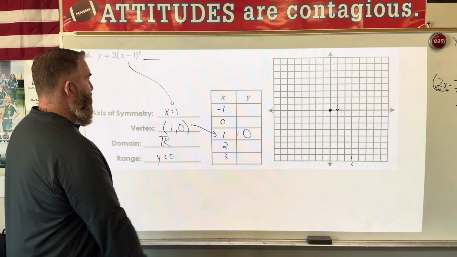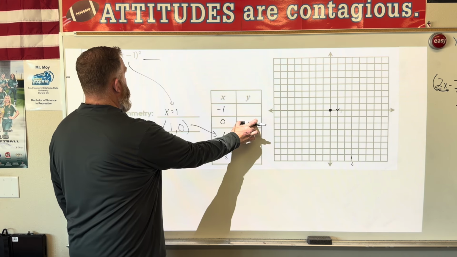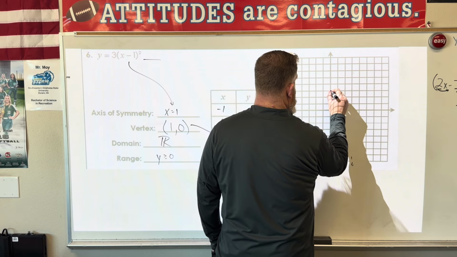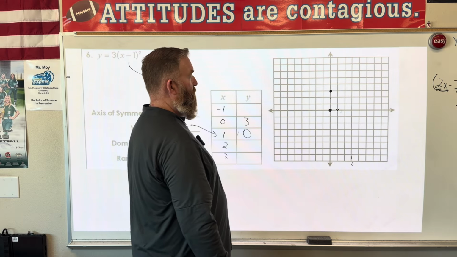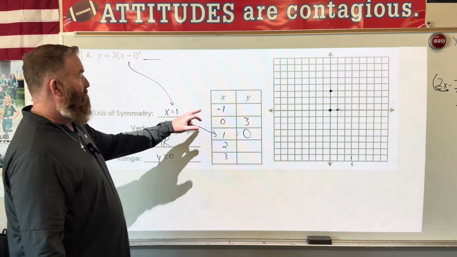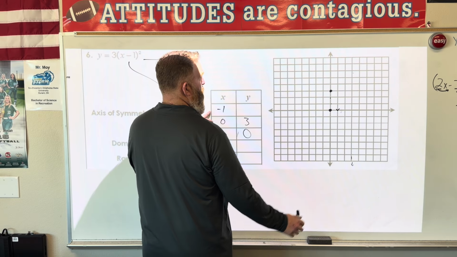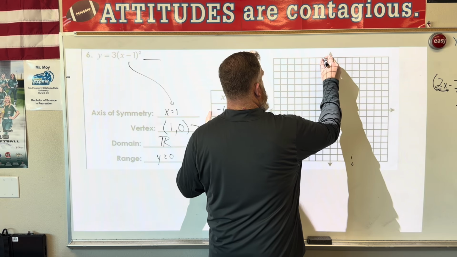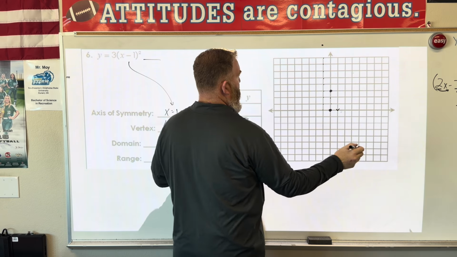What is my y-intercept? What is my point for 0? 0 what, guys? 3. Okay, so we know that. 0, 3. 1, 2, 3. Perfect. What is my -1? 12. So -1, +12. 1, 2, 3, 4, 5, 6, 7, 8, 9, 10, 11, 12. Okay, so way up there.